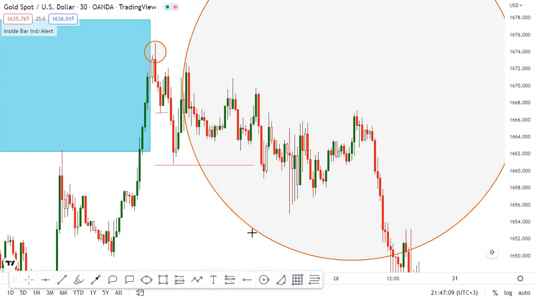After that change of character, it retraced and then it went down again. So you see here also we have an imbalance area. There is an imbalance here. This movement that broke structure to the downside, there is an imbalance. And at the top you see what we call an order block. You see an order block here, this last green candle before this movement to the downside.